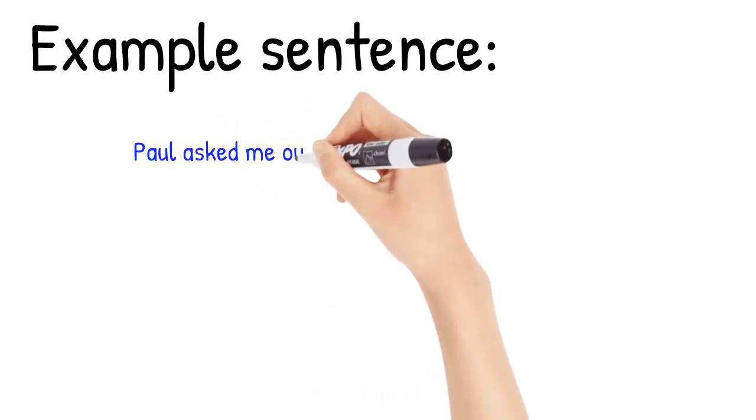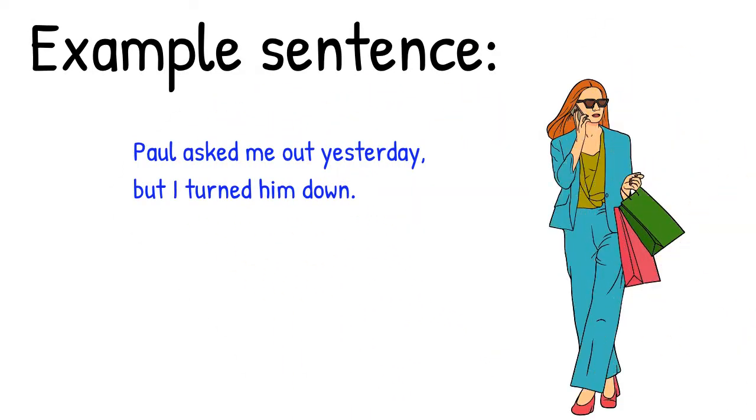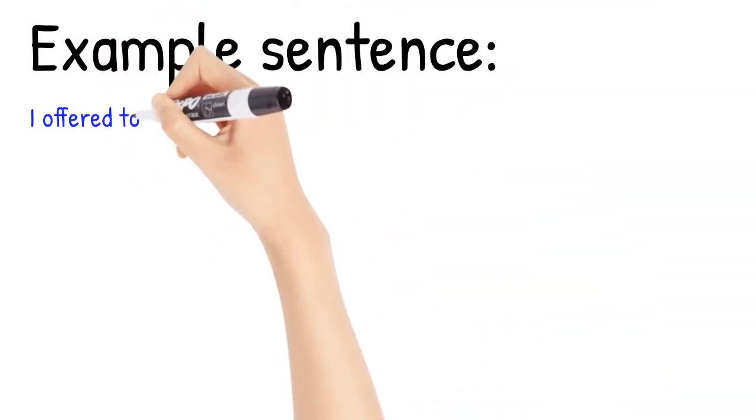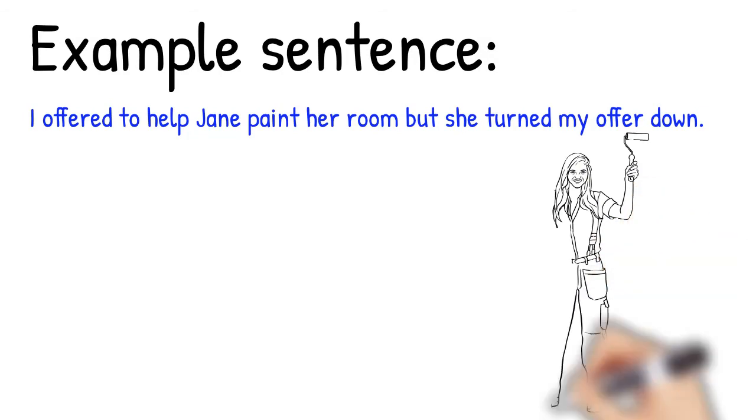Here's another example sentence. Paul asked me out yesterday. That means asked me on a date, but I turned him down because I don't like him. I don't want to go on a date with him. I said no. And here's another example sentence. I offered to help Jane paint her room, but she turned my offer down.